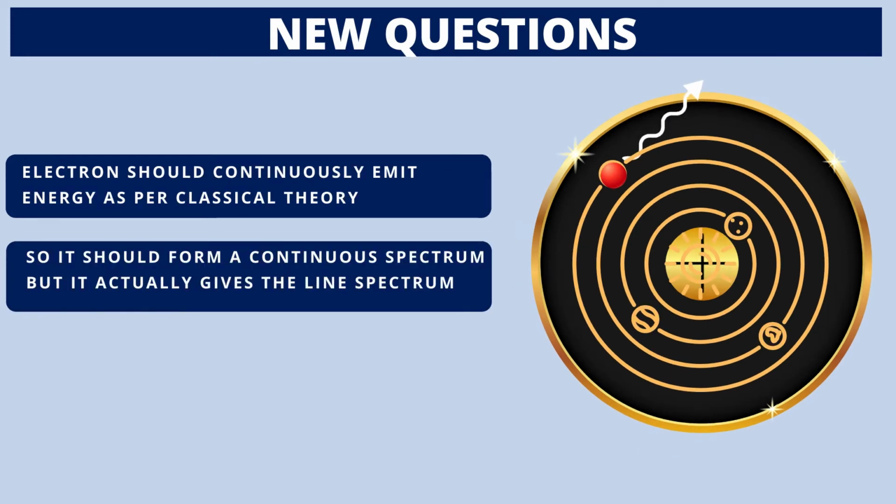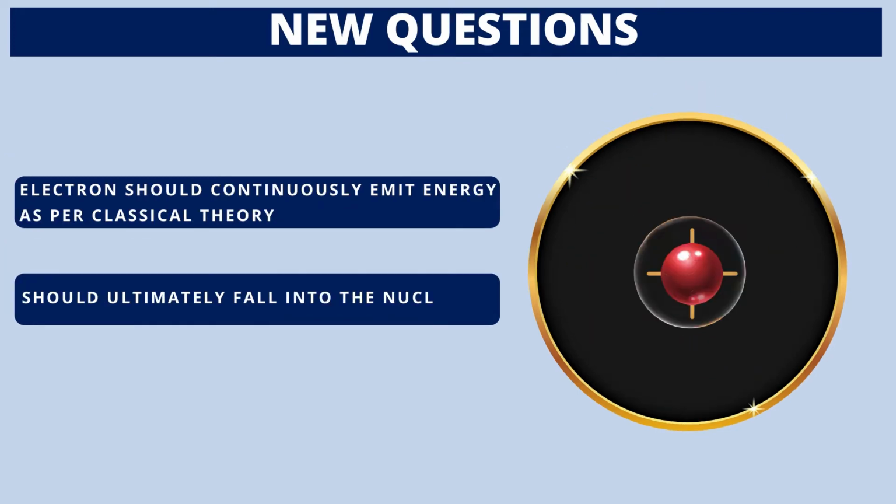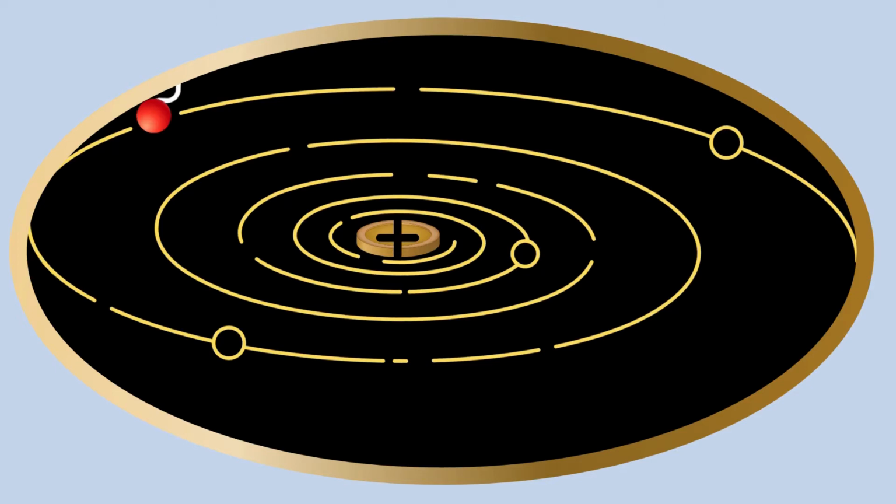And because they are continuously emitting energy, they should give a continuous spectrum, but it actually gives a line spectrum. And as per classical theory, if electrons are continuously emitting energy, they should ultimately fall into the nucleus. Let's see how it happens. If the electron keeps radiating energy, then it must follow this path, and it keeps getting closer and closer to the nucleus and ultimately collapses into the nucleus.